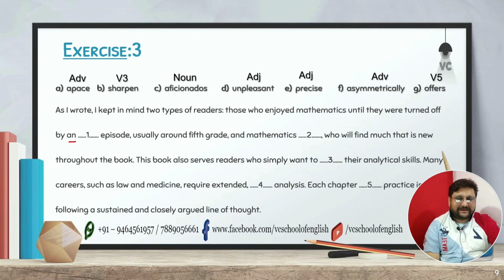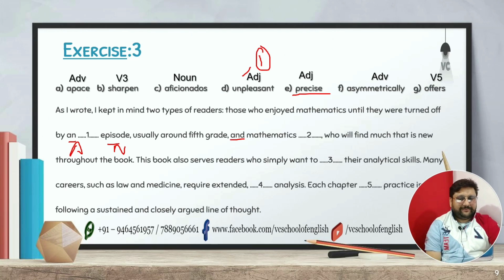So between an article and a noun, we have to look for an adjective. So how many adjectives do we have in the options? Two, unpleasant and precise. So which one is right for this? Precise, basically, we use to give the accuracy, the accurate idea. So we are not discussing any kind of positions over here. So the answer is unpleasant. So for the first blank, the answer is unpleasant. Let's move to the next one.